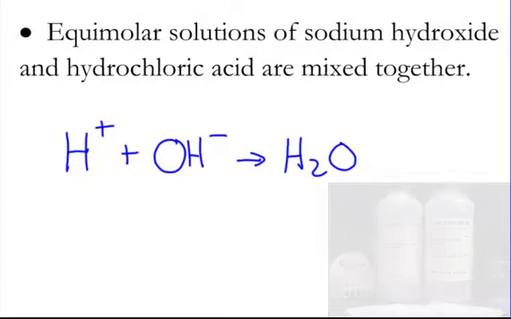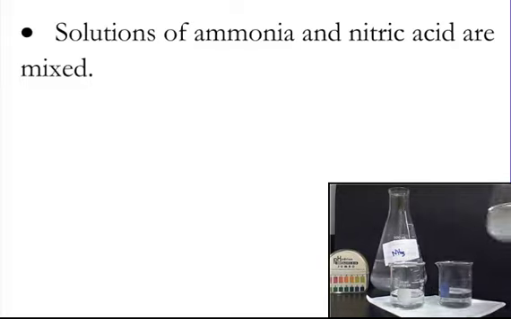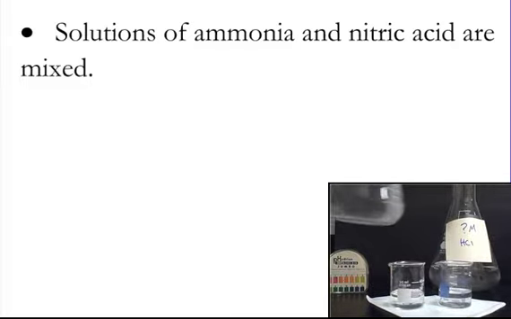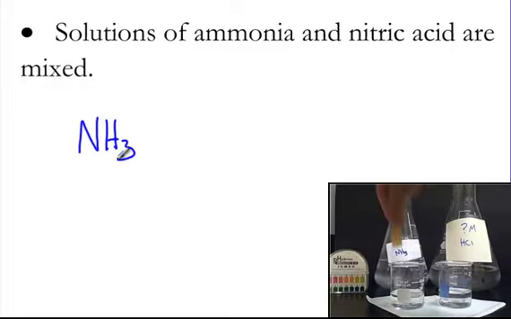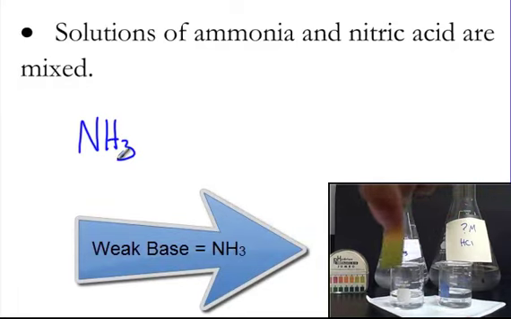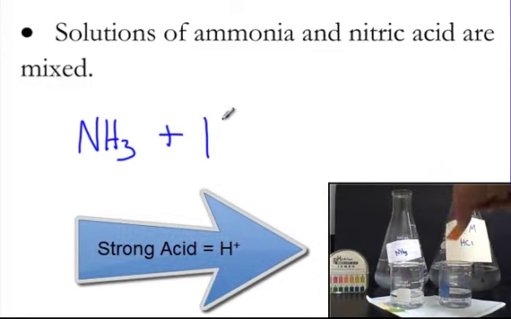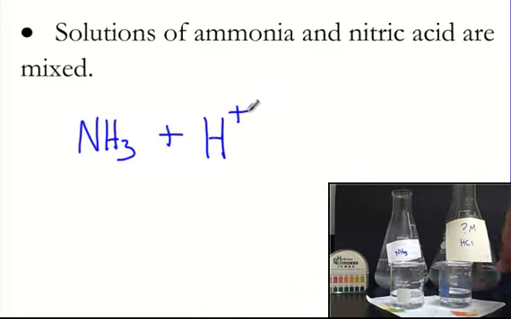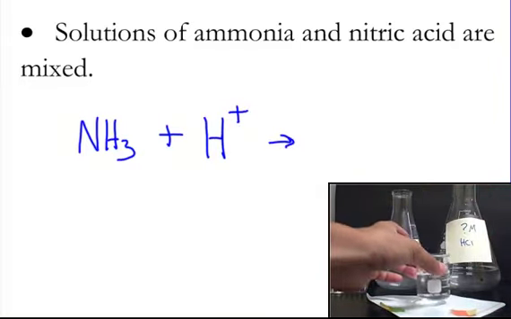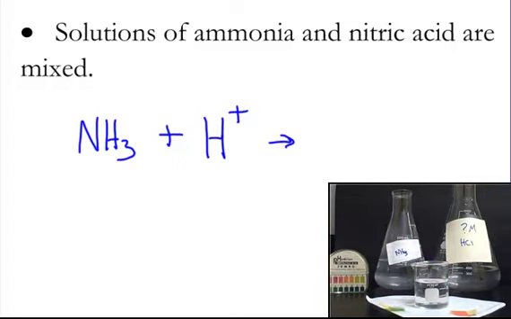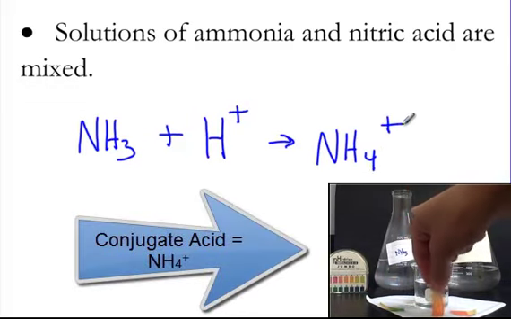That's our first reaction. Our second reaction of the week is solutions of ammonia and nitric acid are mixed together. I need to know what ammonia is, and ammonia is a weak base. It is NH3. We're not going to dissociate that one. We're going to keep it together, and it's going to be mixed with nitric acid. Nitric acid is a strong acid, so immediately I'm going to dissociate it and call it H+. And so what's going to happen when I take NH3, a weak base, with H+, a strong acid, I'm going to be getting NH4+, which will be a conjugate acid.